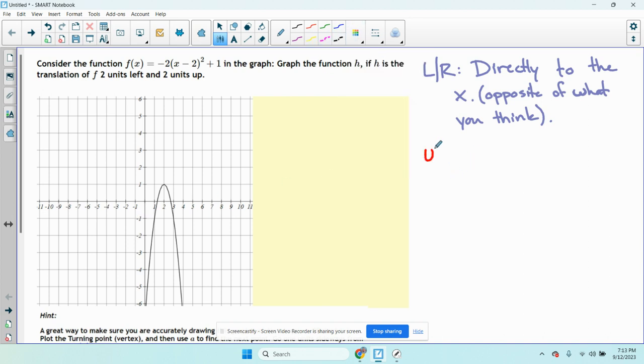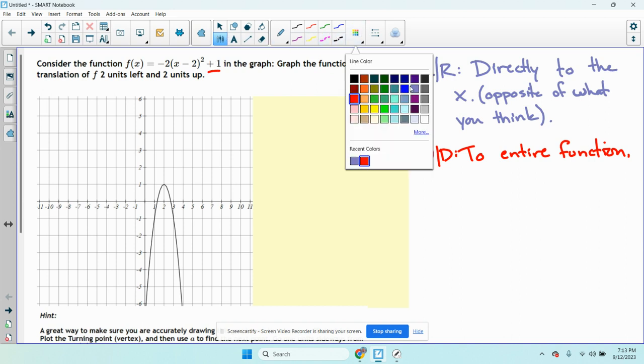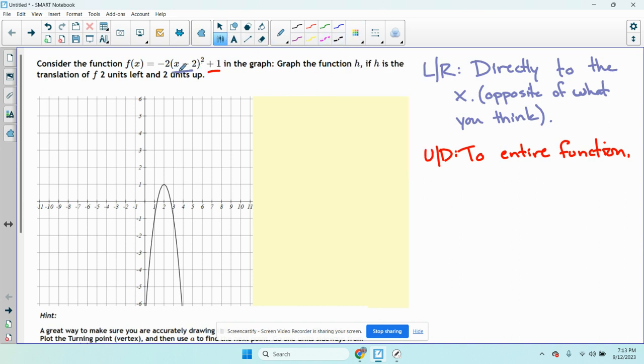And up and down shifts happen to the entire function. Or you can think of it as outside of the function. So left and right will be inside, up and down will be outside. This thing out in front just changes the stretch or the reflection, opening up or opening down. So when we're just talking about shifting, we're just going to apply things to the inside and to the outside.